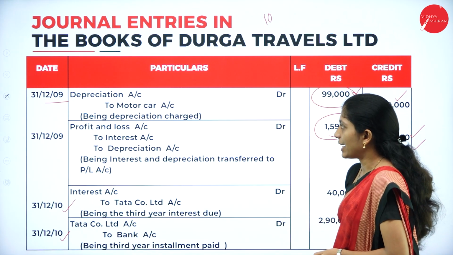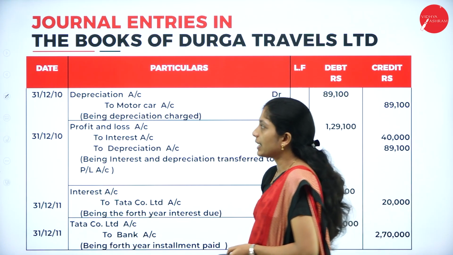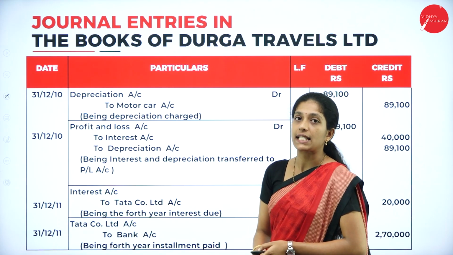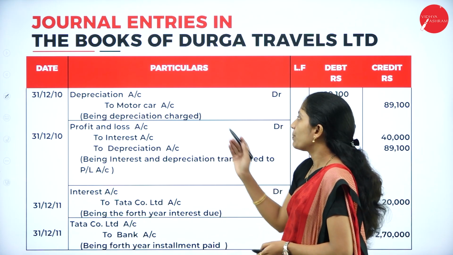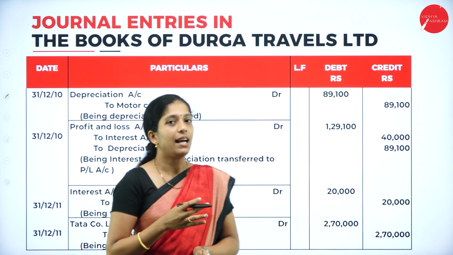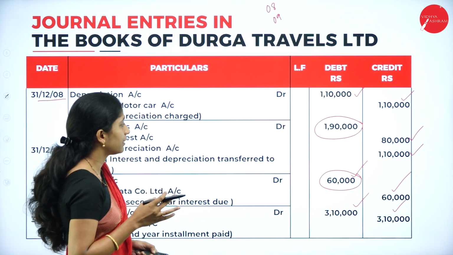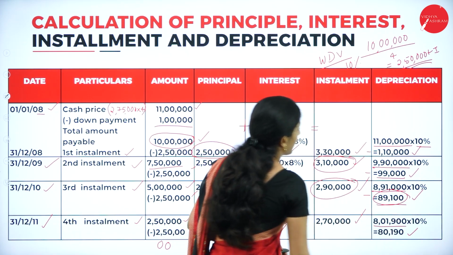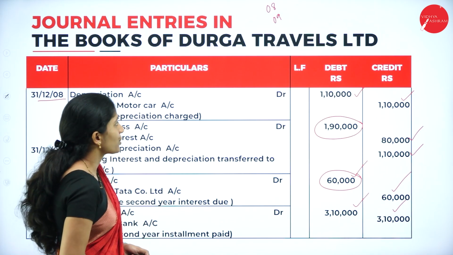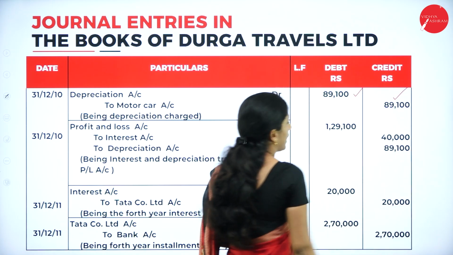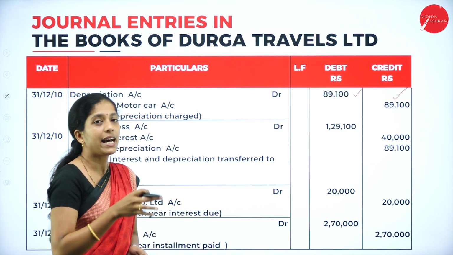Next is for depreciation. That is at the end of third year, 31st/12/2010, depreciation account debit to asset account, that is motor car account being depreciation charge. Now go to the third year, go through the table and see what is the depreciation in the third year. So third year depreciation is how much? 89,100. So charge or write that depreciation 89,100. Now what is the last entry?